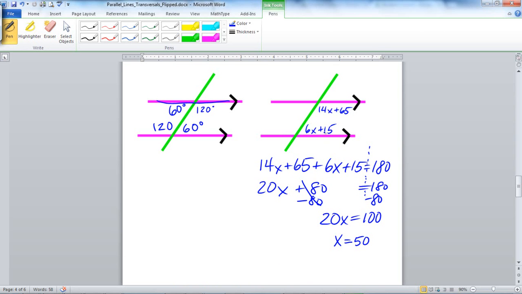6 times 50, I'm sorry, not 50, my mistake. How about 5? That works a lot better. Take 6 times 5, that's 30, 30 plus 15, so that's 45 degrees right here. And then you can either do 180 minus 45 is 135, or you can plug in the 5 and see that 14 times 5 plus 65 is 135.